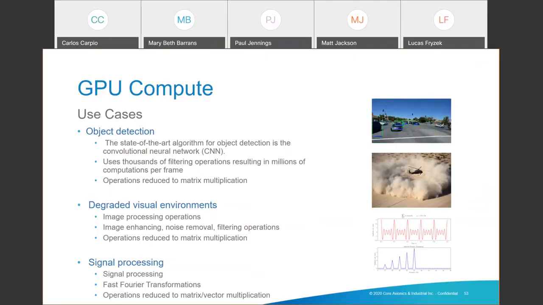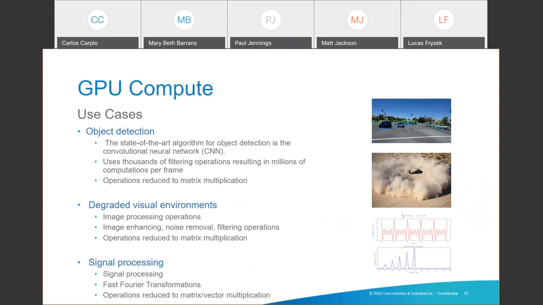Another big use case for GPU compute is degraded visual environments, where we're doing image processing operations to assist the pilot in low visibility conditions. We take a feed from an external camera and enhance it using the GPU and external sensors to give the pilot a better idea of where they're flying. This could be used to assist the pilot in finding the landing pad in a dust storm, or finding some location in the dark. These are applications where you can't rely on vision alone to know where you need to go.